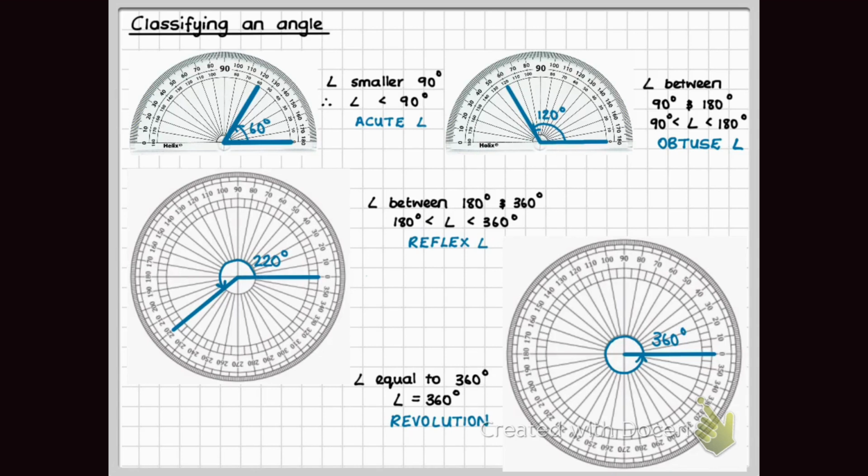Two that I did not mention on this slide were actually the 90 and the 180. So we know that if the angle is equal to 90 degrees, we call that a right angle. And when the angle is equal to 180 degrees, we call that a straight angle. So just two for you to maybe include that I haven't included here.